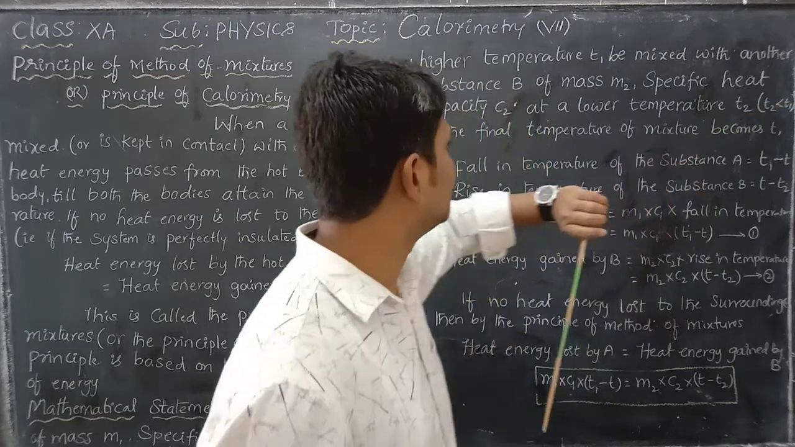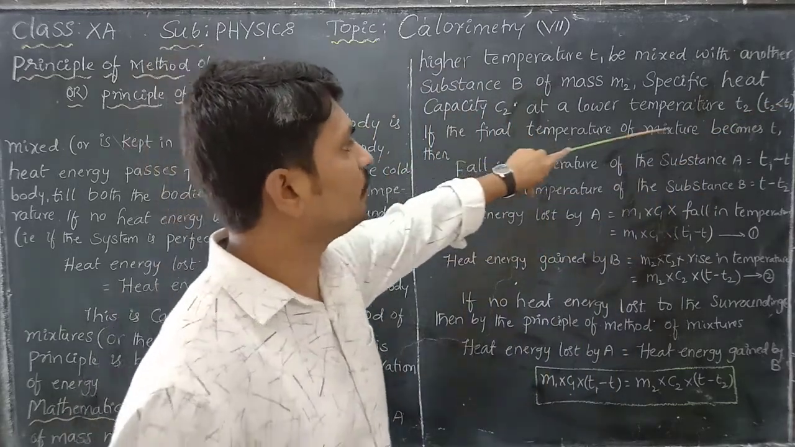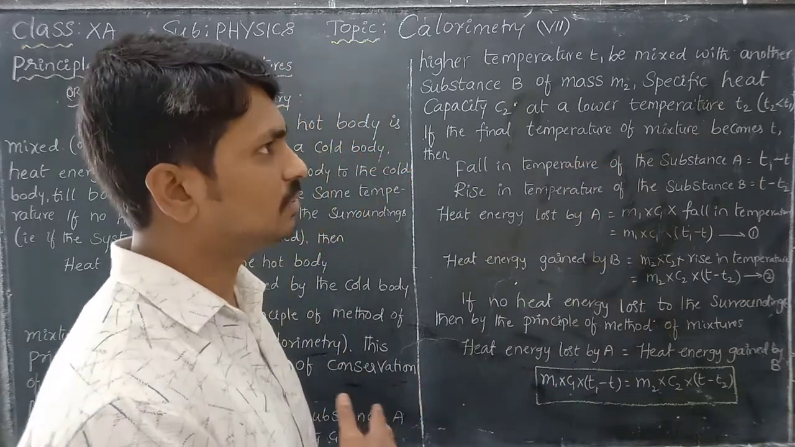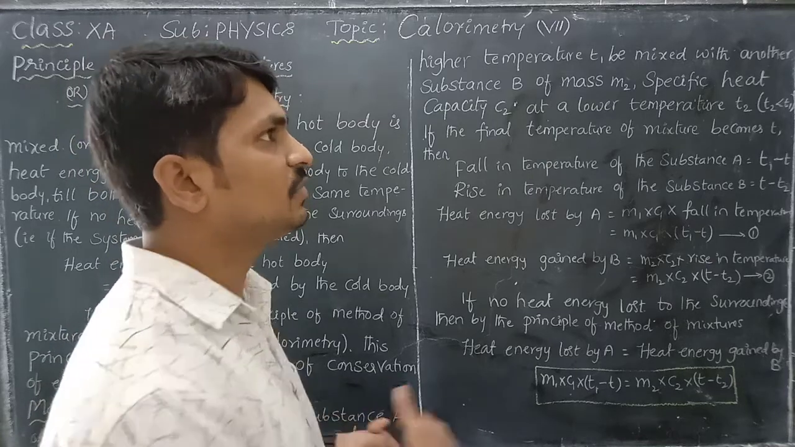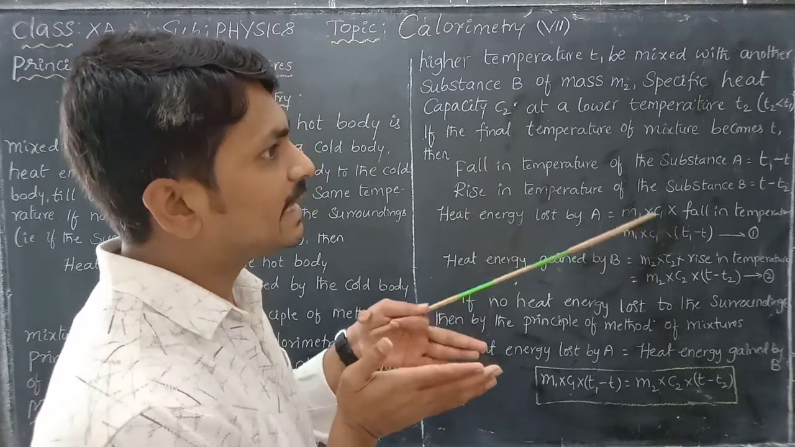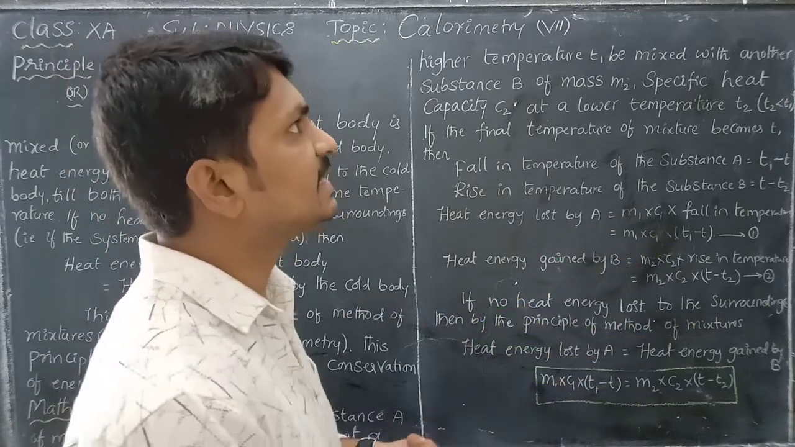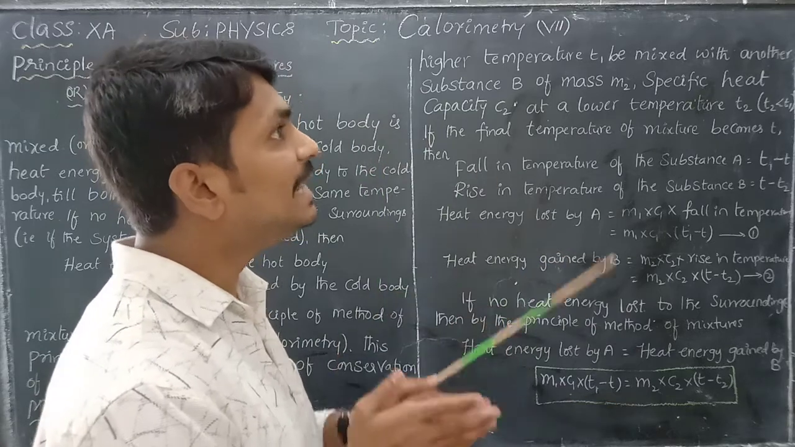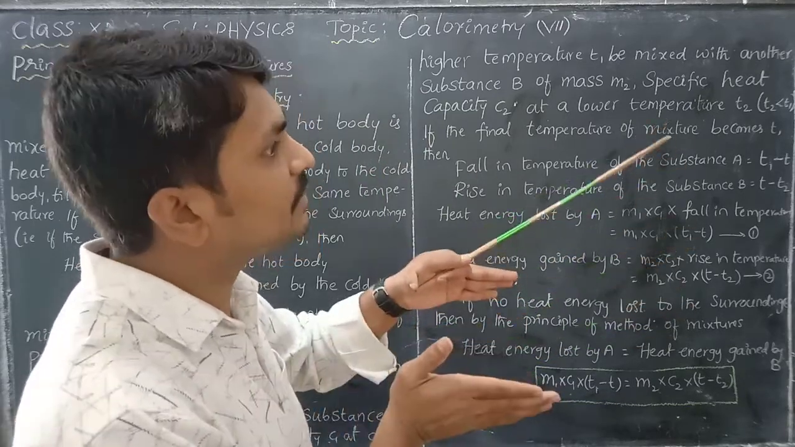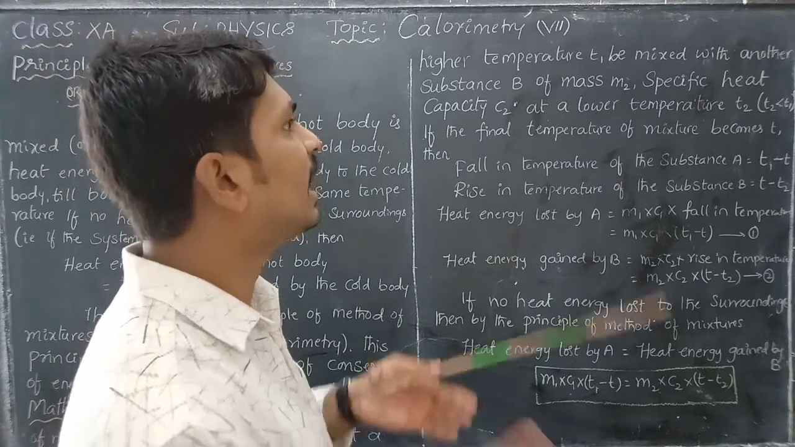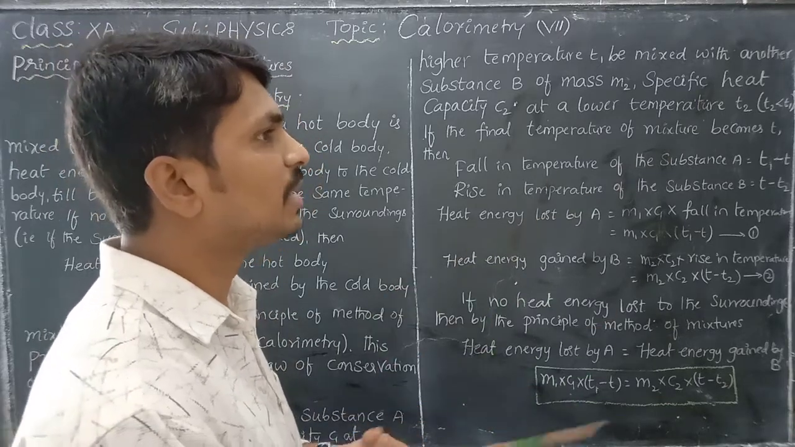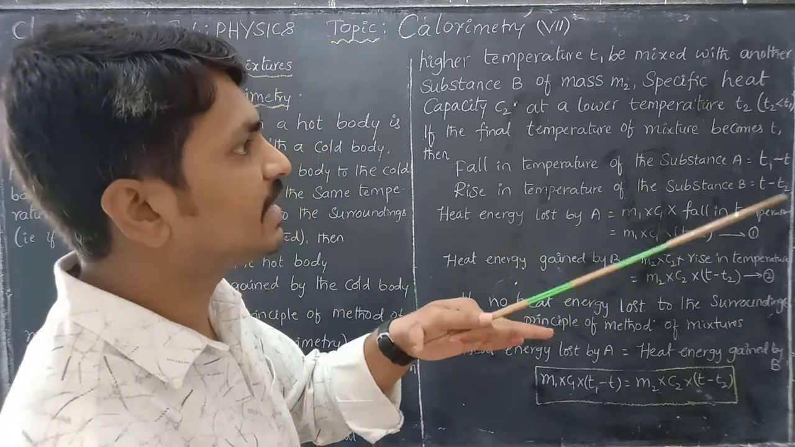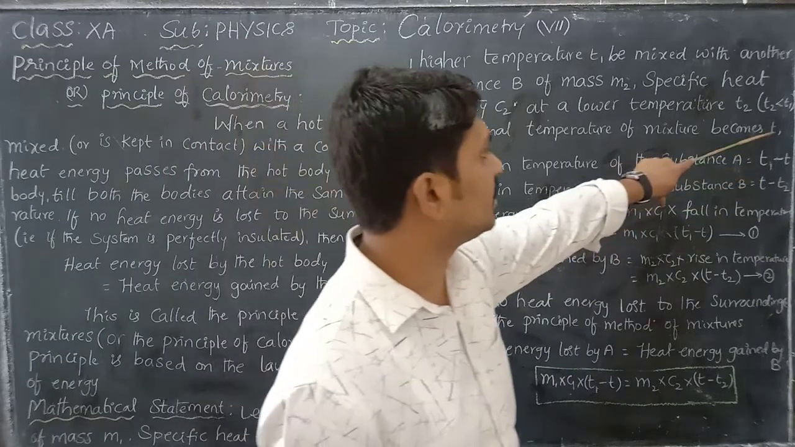Observe here, this is a condition. If you take two bodies having different temperatures, one high and one low, and both are mixed, then after the energy transmission stops, the mixture attains some temperature in between T1 and T2. The final temperature of the mixture of the two bodies lies between the higher and lower temperature. We call it T.